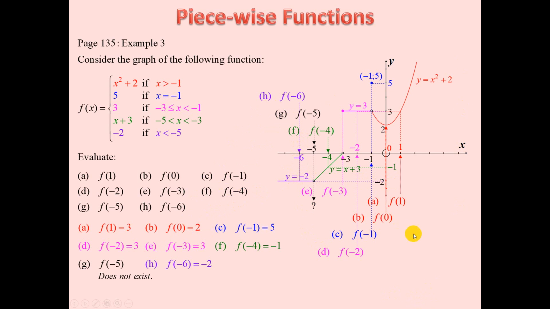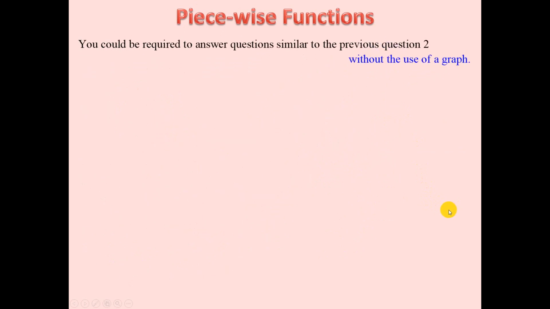It's rather a busy graph, I'm afraid. But if you're calculating it, you wouldn't have all these labels here, A, B, C, D, E, F, G, H. But you would need to have these lines going up, the dotted lines going up and down to show. You could be required to answer questions similar to this previous one without the use of a graph.